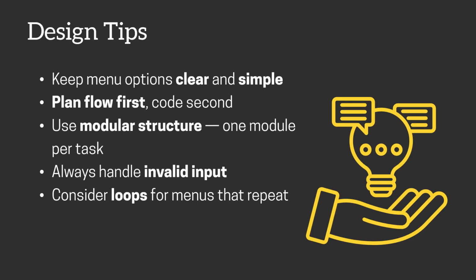Now, here are some helpful hints when designing your menu-driven logic. One is to keep your menu clear and concise, so use short labels like view balance instead of long phrases. Second is to plan the flow before you start coding. Start with a flowchart to map decisions and actions. The third is to use modular thinking, so each option should call its own module. This keeps your design organized.